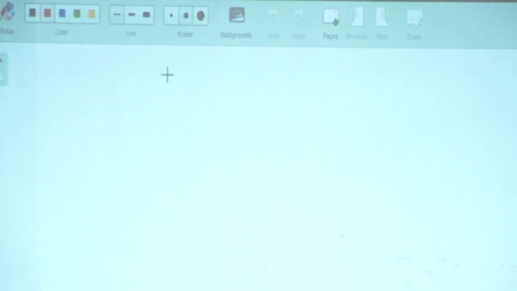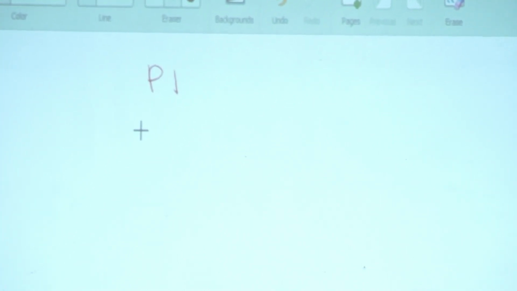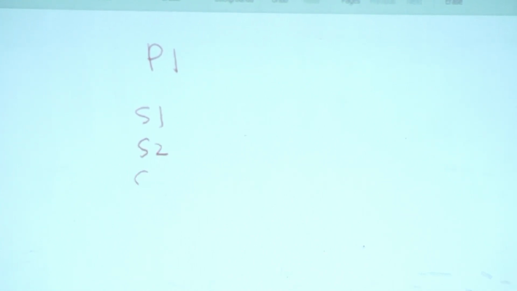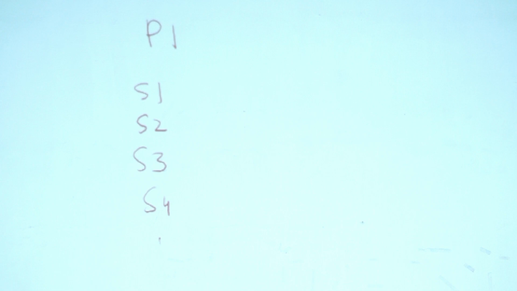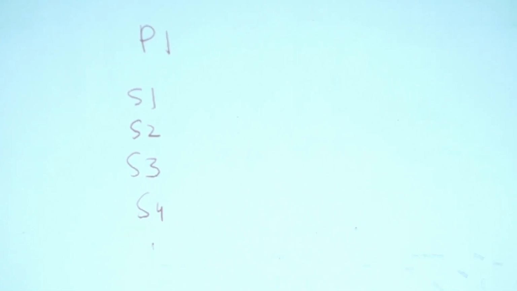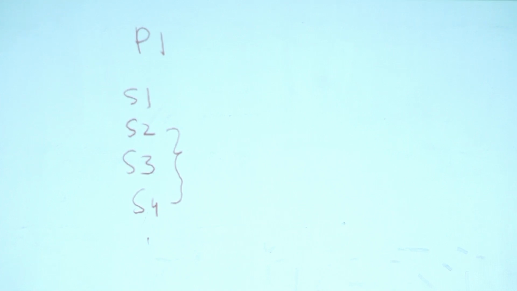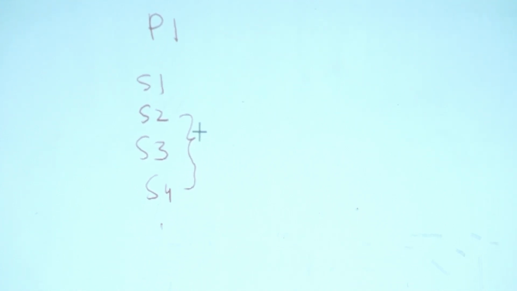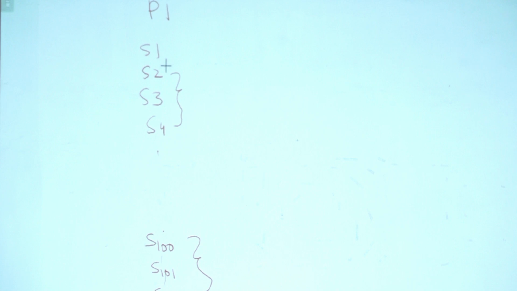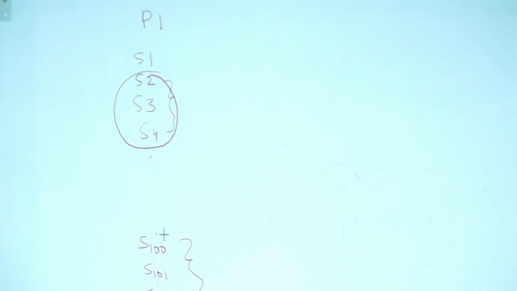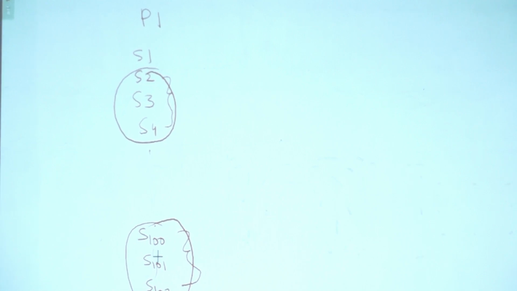Well, the argument for a function is very simple. When we write a program, let's say I write a program P1, and I write statements S1, S2, S3, S4, and so on, very often you will notice that, let's say S2, S3, S4, the same kind of statements occur at S100, S101, S102, and so on. So you will see very often that you will be reusing these blocks of code which are here and which are here again and again.